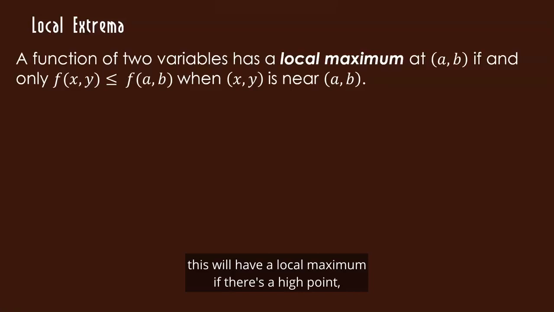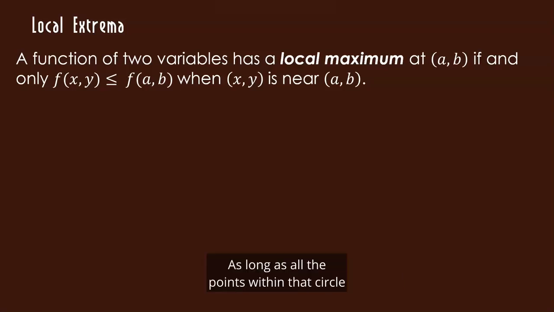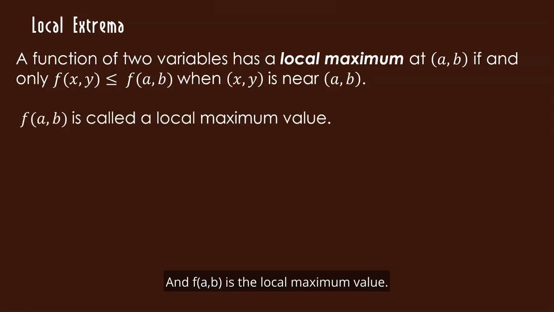if there's a high point and everything in the neighborhood around it is below it. And that's exactly what we do in mathematics. We call it a neighborhood. We put a little neighborhood around (a, b), like a little circle. As long as all the points within that circle have a functional value less than the functional value at (a, b), then it is a maximum. We say the maximum occurs at (a, b), and f(a, b) is the local maximum value.